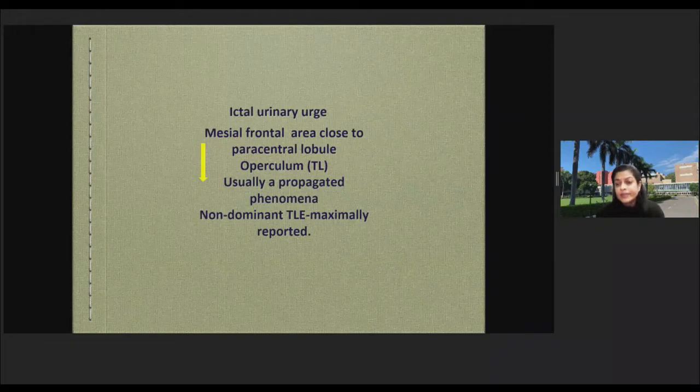Now, in the history, we did get an ictal urinary urge. In one of the events in the monitoring unit, she had passed urine during the brief episode. So that would suggest that there is an involvement of the mesial frontal paracentral lobule or the opercula of the region of the temporal. And it's mostly seen in non-dominant temporal lobe, but it can occur elsewhere also.